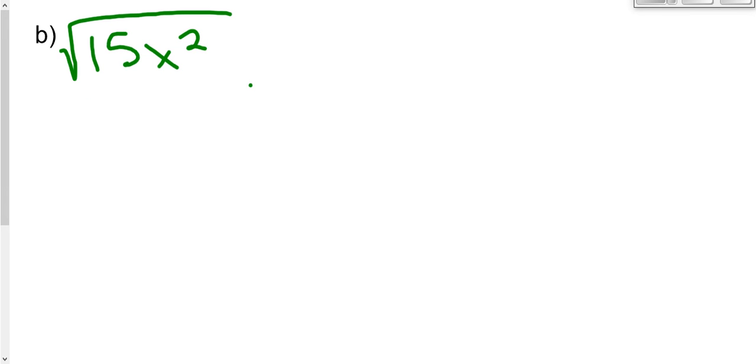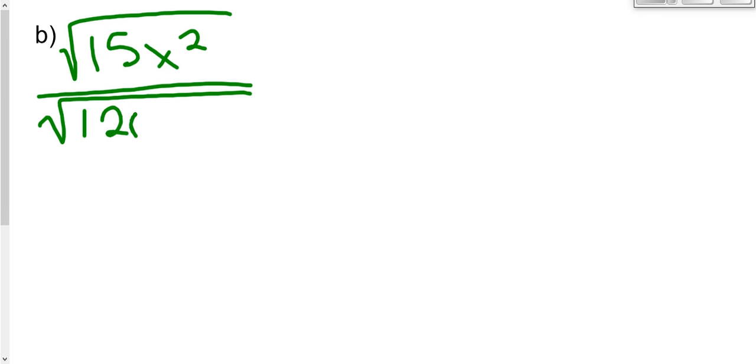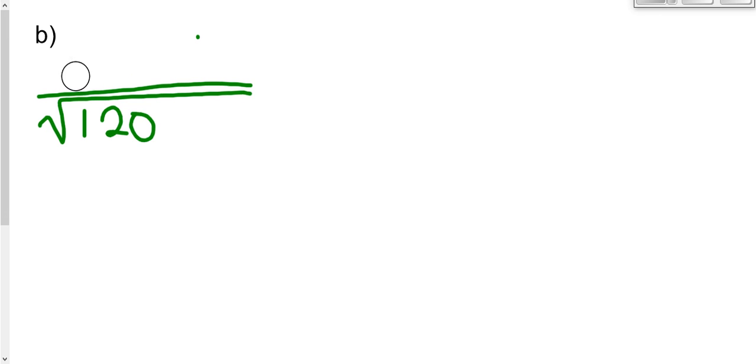Here's example B. For example B, I've got the square root of 15x squared divided by the square root of 120. Just kidding. We're going to try that one again. I got overexcited, I'm sorry. So we're going to do this one again.